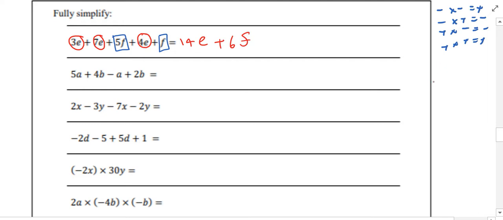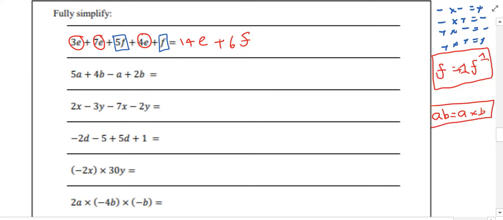Okay, it's worth noting that if we have a letter by itself, let's say f, we assume that there's a 1 as a coefficient and the power is 1. But we just simply write it as f, and we assume that it is positive. Also, let's write what we mean by this. We mean a times b. Okay, so let's circle the like terms.